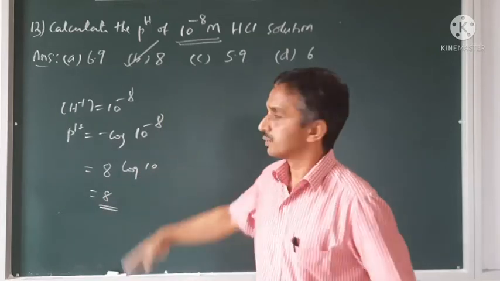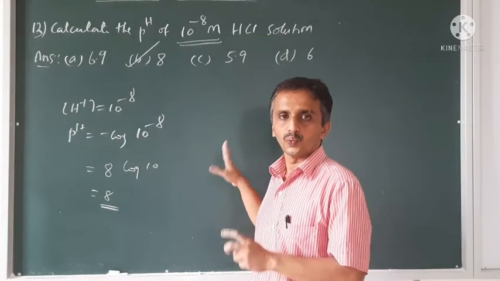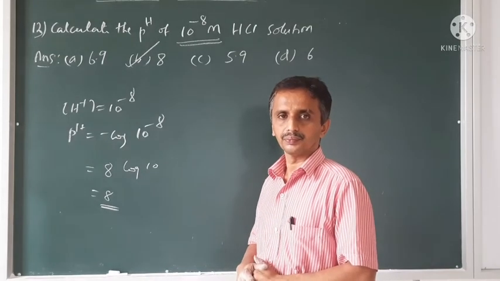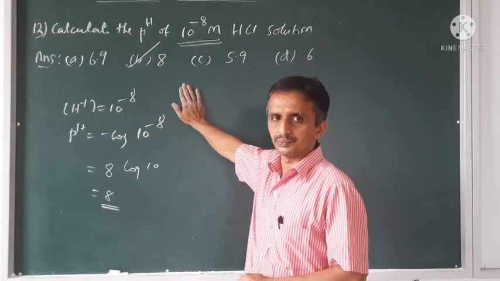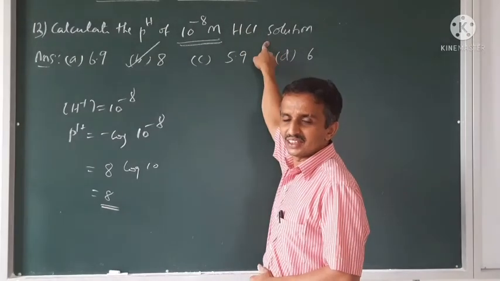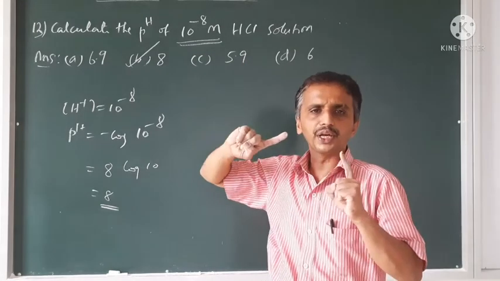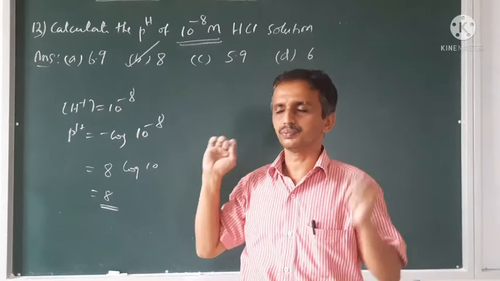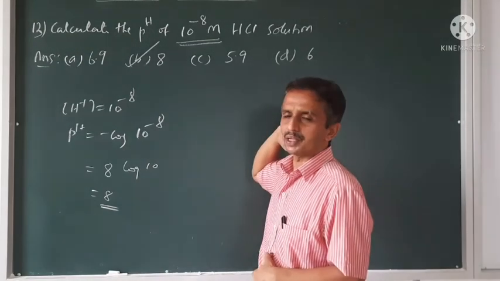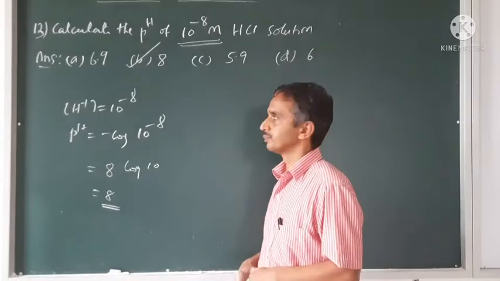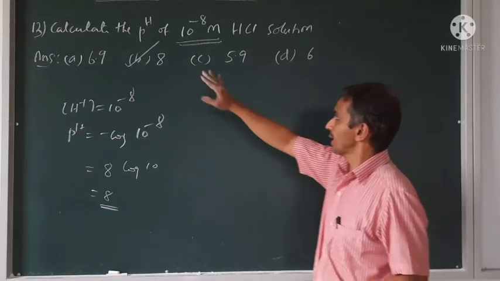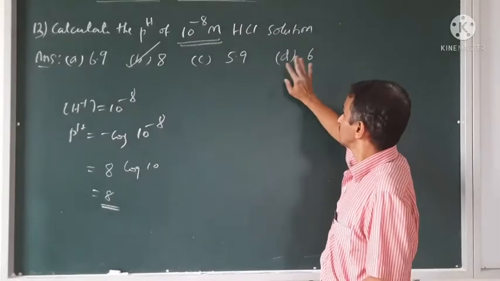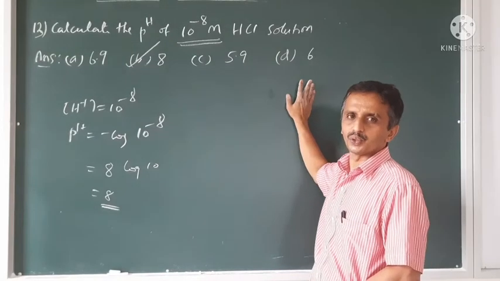I am not saying that I did it properly. What I did was wrong. pH is not 8. See, it is an acid. HCl is an acid. Acid pH cannot be greater than 7. Remember this fact first. Acid pH cannot be greater than 7. So 8 as an answer is lost. 6.9 is there, 5.9 is there, 6 is there, which are acidic pH only.